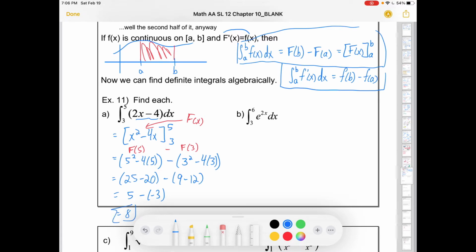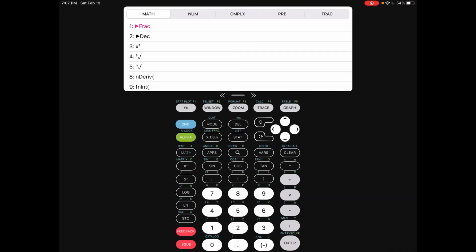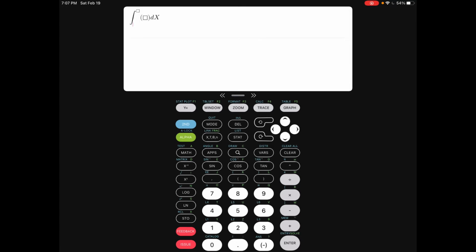I don't believe this for a second, so I'm going to head to the GDC. First I'll do it without seeing the graph, so I pressed math. I'm going to go for the definite integral. I'm going from, not from 0, but from 3 to 5 on 2x minus 4. Then it's got the dx there for me. It tells me the answer is 8. So if I trust my GDC, that's great.